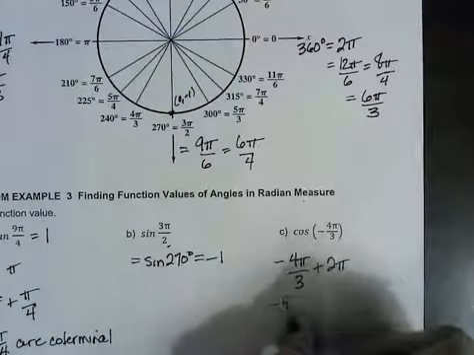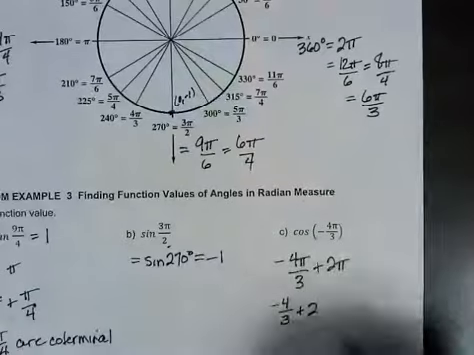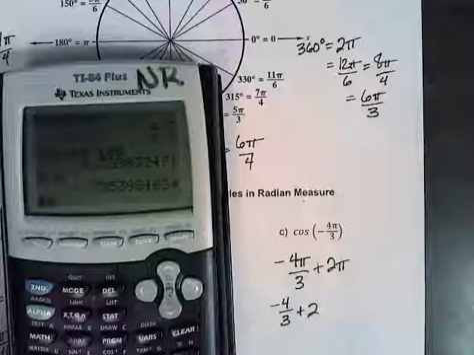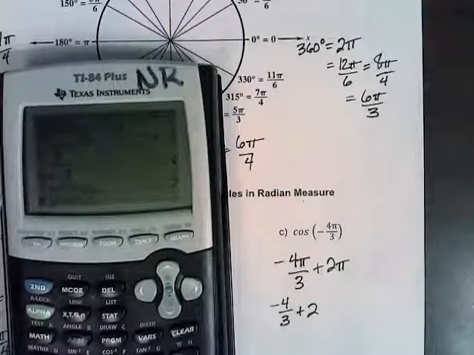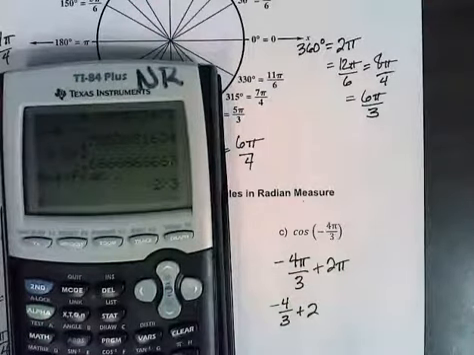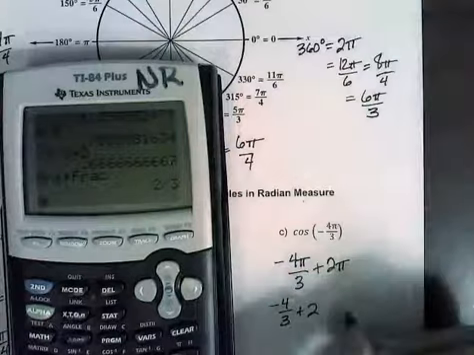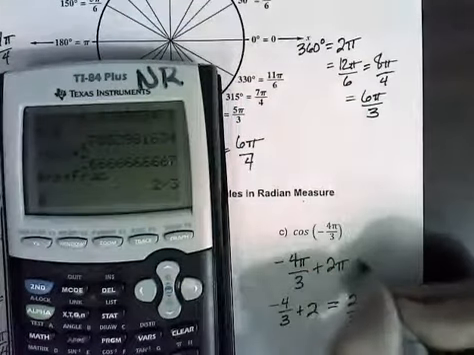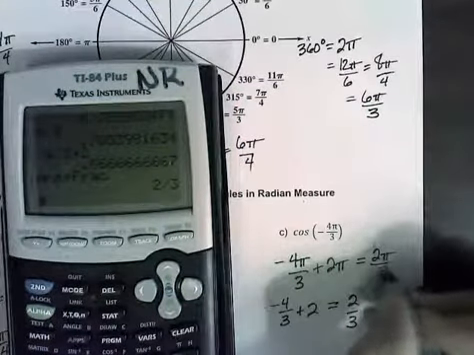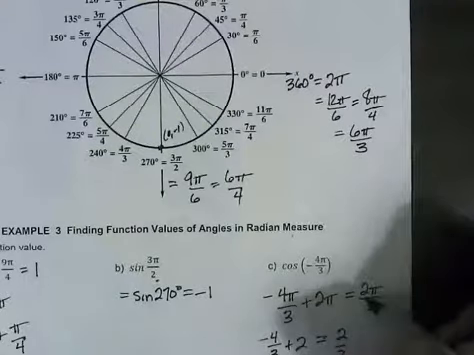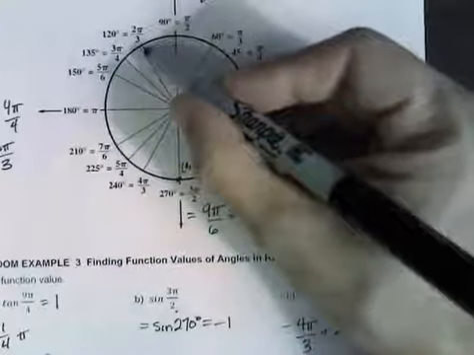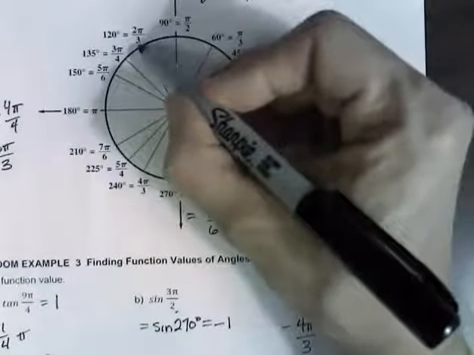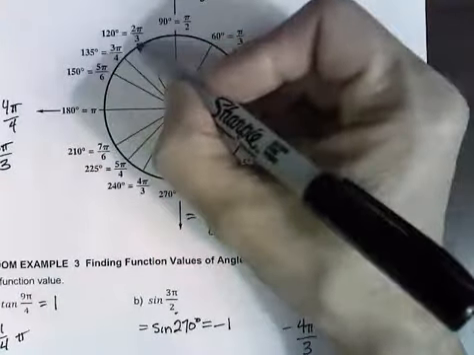So if you just think about -4/3 plus 2 and leave out the pi, you can take that and turn it back to a fraction, and that gives you 2/3, which means that this would be the same as 2 pi over 3. Our coterminal angle is 2 pi over 3. If we look at where that is on our circle up here, that's up here at 120 degrees.